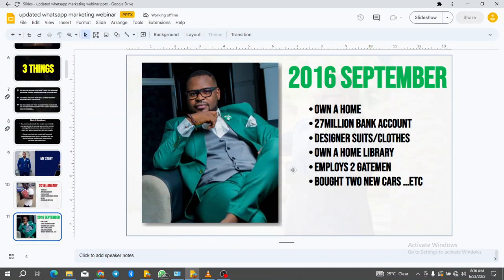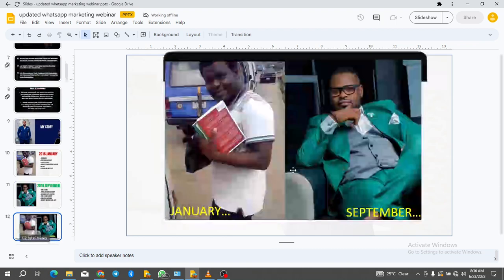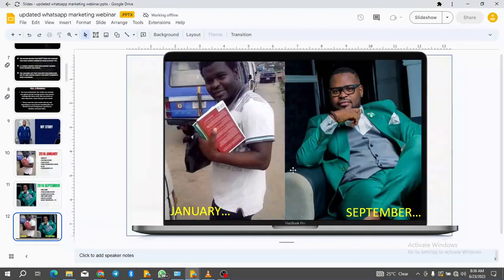What am I trying to say? Your story shows a lot about you, and people will tend to believe you more. So, you must put your story, your transition story. All right, you must put your transition story. All right, so let's move on.